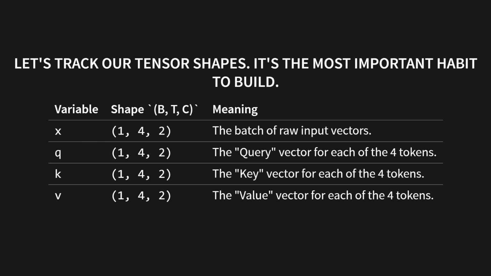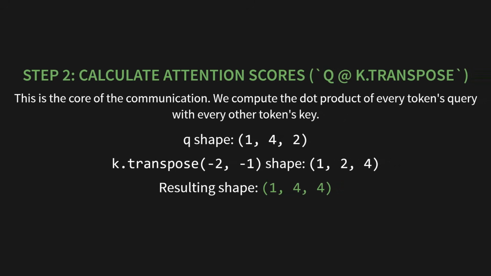Okay, step 2. Calculate attention scores. This is the core of the communication. We compute the dot product of every token's query with every other token's key. So, q has a shape of 1, 4, 2. To multiply it with k, we need to transpose k's last 2 dimensions. So, k.transpose(-2, -1) gives us a new shape of 1, 2, 4. The resulting shape? A 1x4x4 matrix.